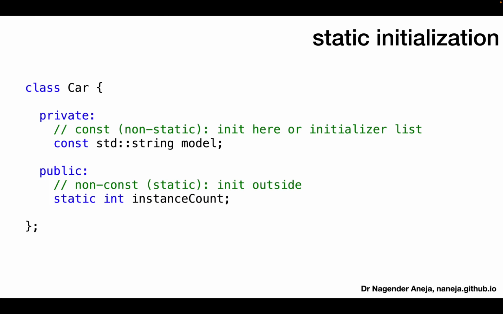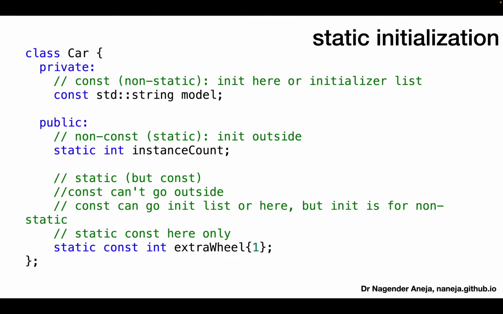Let's say we have another variable now. It is static and non-constant. If the variable is static, then it is shared among all the instances as well as being a class variable. Since it's a class variable, we should not be assigning this value in the constructor. So we need to define it outside this class, so that it clearly indicates that this is a class variable.